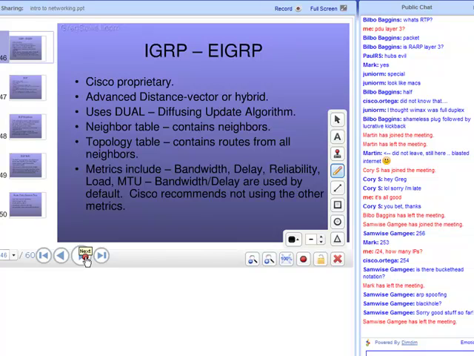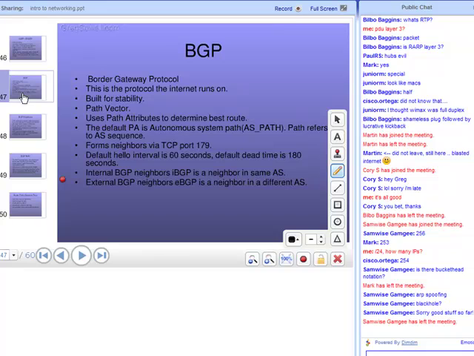It's proprietary. It was classful, which means you couldn't violate the class boundary. They came out with EIGRP, and at that point you could do it. It uses DUAL, it's distance vector, or hybrid, advanced distance vector I should say. It has a neighbor table and a topology table, which contains routes, not really topology information the way you would think OSPF does. And then it's got a set of metrics. You need to remember that by default it's bandwidth and delay, and they actually recommend not using the other ones.